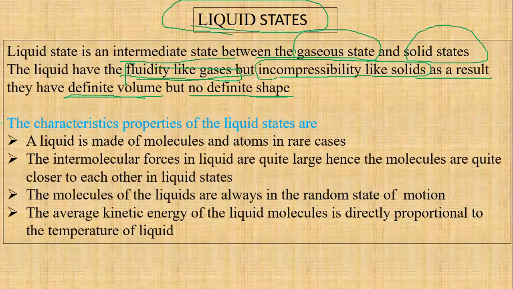So somewhat important characteristic properties of liquid state are, so it is made up of molecule, and in some cases it is also made up of atom. So if you see the periodic table, in periodic table there are 5 elements which are there in the liquid state, and one of which you are frequently using in our day-to-day life is a mercury.